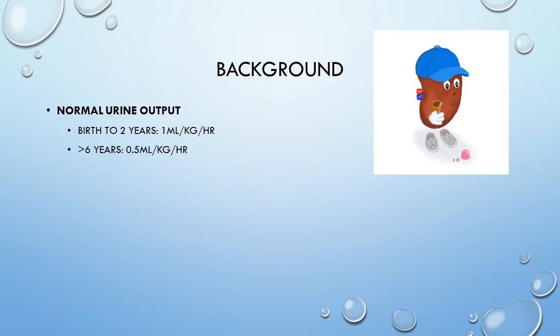Normal urine output. Kids are not just little adults. They are anatomically and physiologically different. So if we look at the normal urine output from birth to about 2 years of age, we expect about 1 cc or 1 milliliter of urine per kilogram per hour. Once they're older than 6, that drops to about 0.5 of a cc per kilogram per hour.